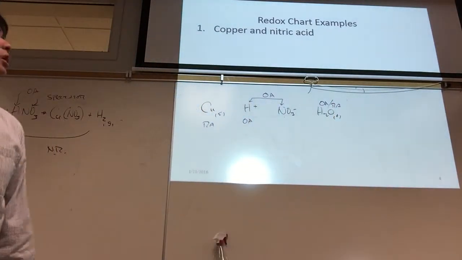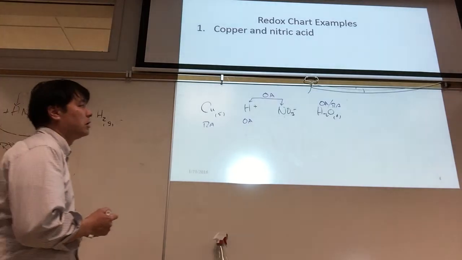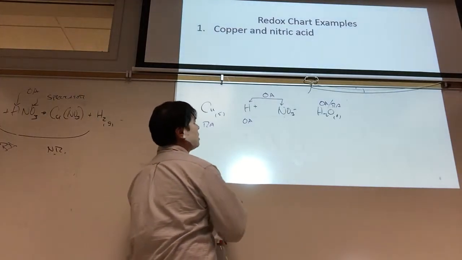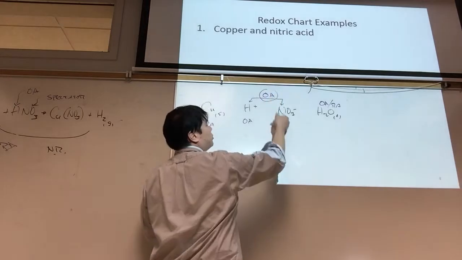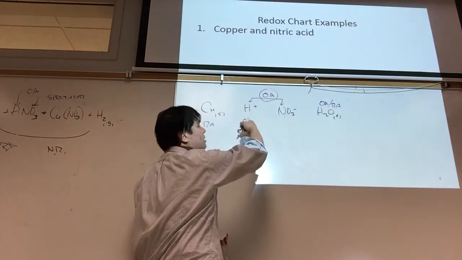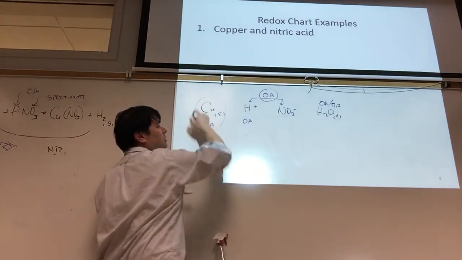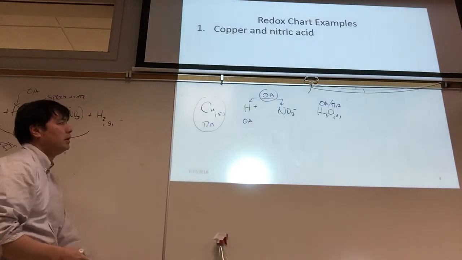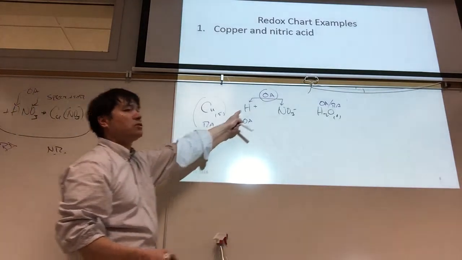And then we just look at the chart. What's the strongest oxidizer? What's the strongest reducer? It turns out this combination of nitrate and H+ is the strongest oxidizer. And the strongest reducer is not water, it's copper. And so the reaction is going to be between these 2 species.